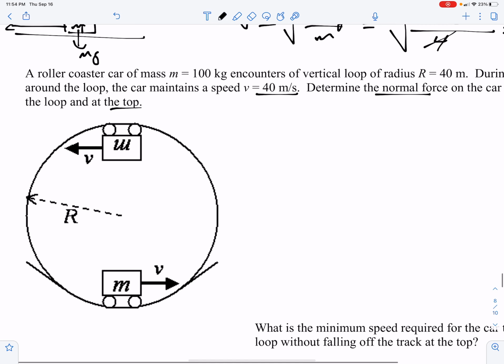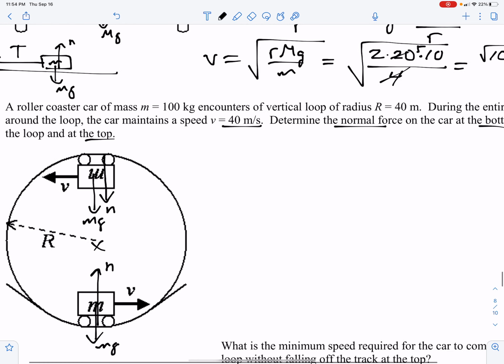First, start with the diagram. At the bottom, you have mg going down, but it's not just going down, it's going out of the circle. And you have normal force not just going up, but going in towards the center of the circle. At the top of the loop, you have normal force pressing down on the roller coaster, but down is really towards the center of the circle. And the weight, which always goes down, is pointing towards the center of the circle.